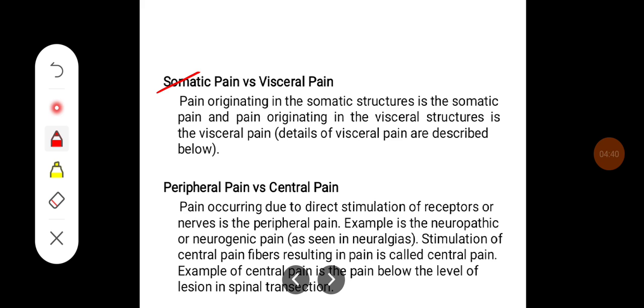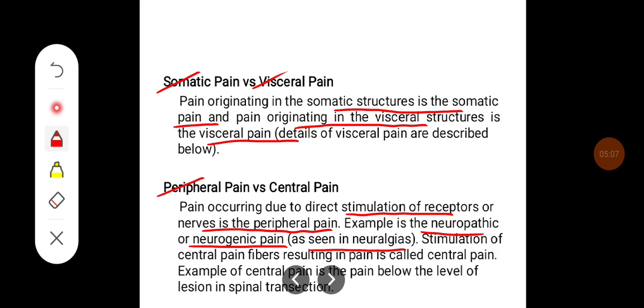Then there can be somatic or visceral pain. The pain originating in the somatic structure is somatic pain, and pain originating in the visceral structure is visceral pain. Then there can be peripheral or central pain. The pain occurring due to the direct stimulation of the receptors or nerve in the periphery is called peripheral pain. For example, neuropathic or neurogenic pain as seen in neuralgias. Stimulation of the central pain fibers resulting in pain is called central pain. For example, central pain is the pain below the level of lesion in spinal transection.